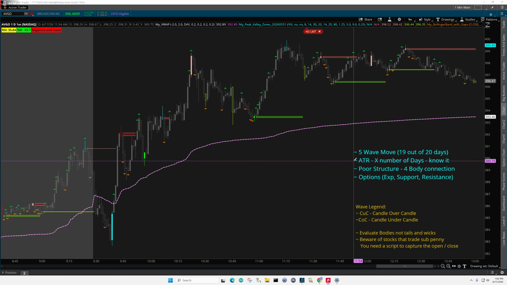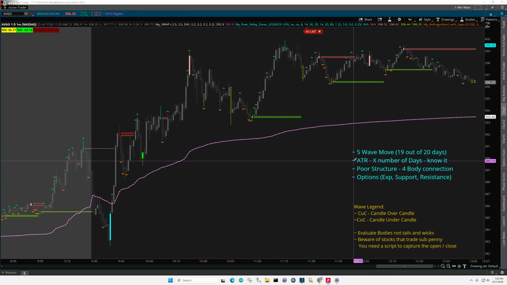So that would be the price that the stock or future typically moves throughout the day, every single day, 19 out of 20 days. So in this case, just for fun today, let's say that AVGO, which is what we're looking at, Broadcom here, moves roughly about 15 points a day recently.